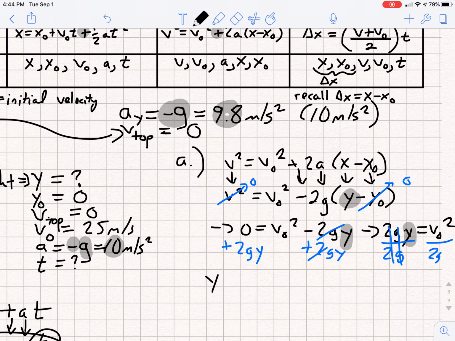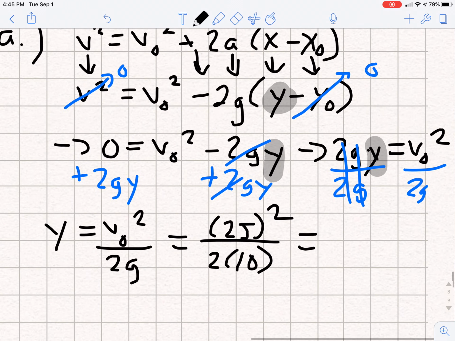And y at the top is going to be equal to v naught squared over 2 times g, or 25 squared over 2 times 10 we plug in for g. Well, we have 25 squared is 625 divided by 20 is roughly around 31.3 meters high.